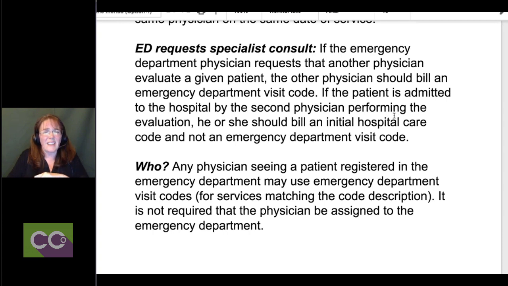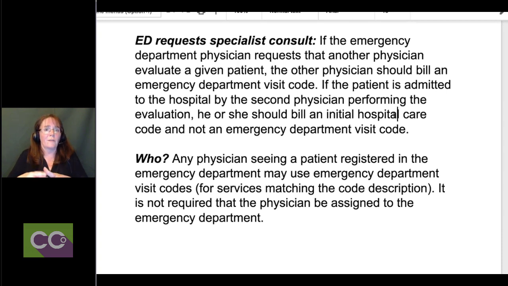And then it also said a hospitalist. So we want to make sure that we're distinguishing that any physician seeing a patient in the emergency department can use those emergency visit codes. They don't have to be strictly assigned to the emergency room. So if a hospitalist, an internist, or somebody else in the hospital was seeing that patient in the emergency department, they can bill for that emergency department section of E&M. So it's just a little bit of clarification.